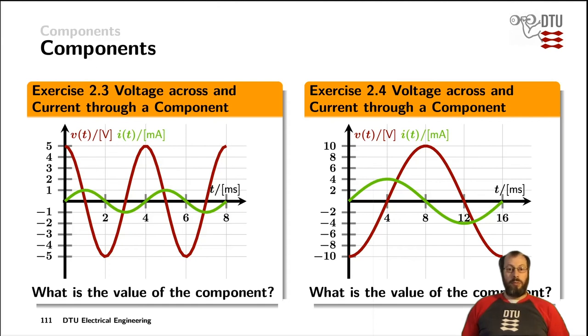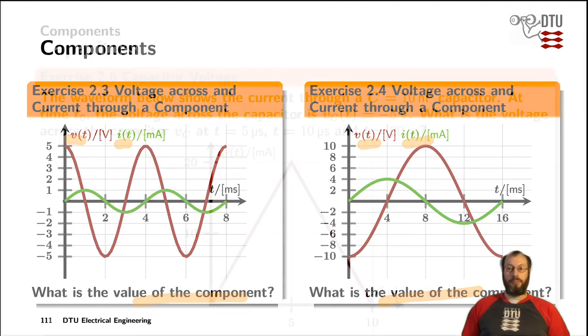Now it's your time to practice your skill on components. For two unknown components, we can see the voltage across them and the current through them in terms of volts and milliampere on the left-hand side, and same here on the right-hand side. What is the value of the component? And through the unit, you can also reveal what kind of component it is.